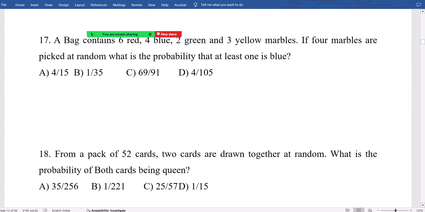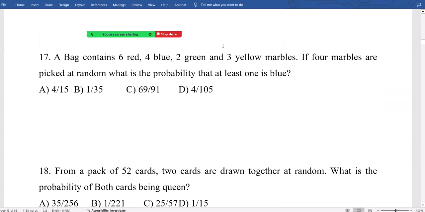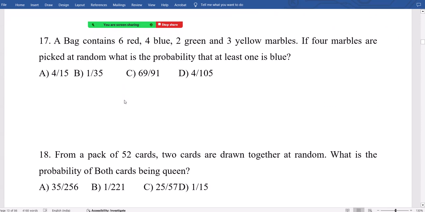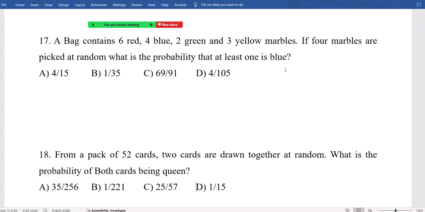Probability. If you see the feedback, one of the students mentioned one question they are getting related to probability. A bag contains 6 red, 4 blue, 2 green and 3 yellow marbles. If 4 marbles are picked at random, what is the probability that at least one is blue? Minimum one blue, we can say probability of getting blue greater than or equal to 1. At least means greater than or equal. Is nothing but 1 minus no blue. Probability of success is 1 minus probability of failure.